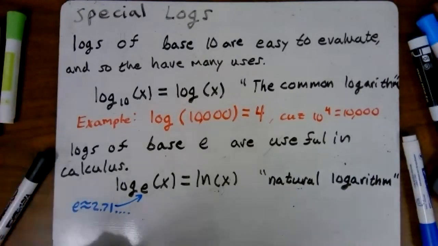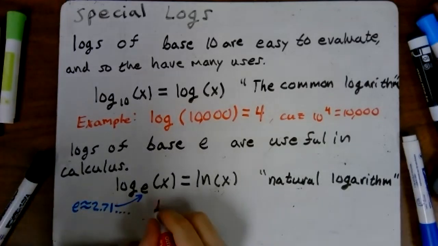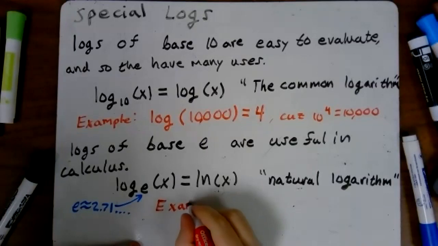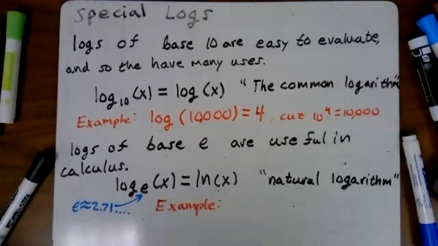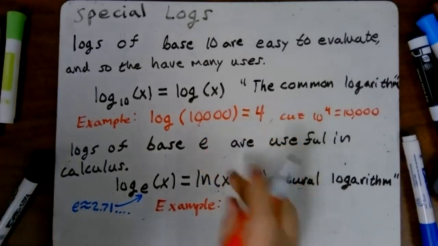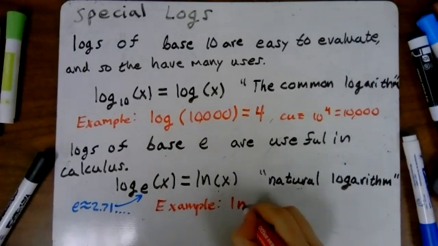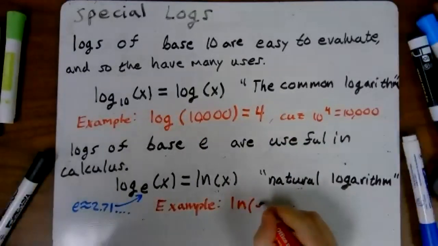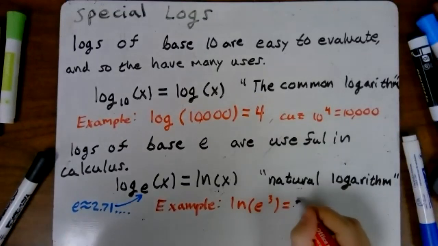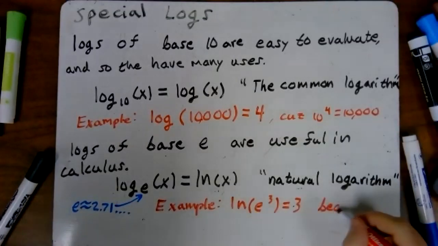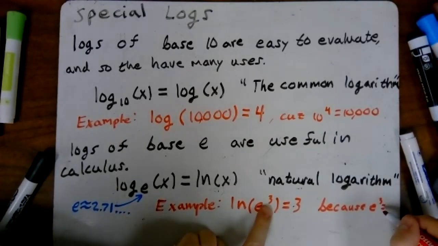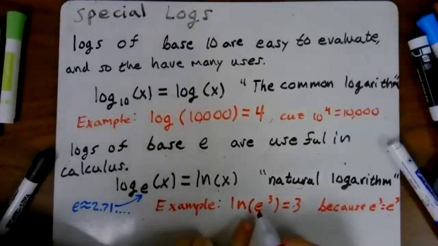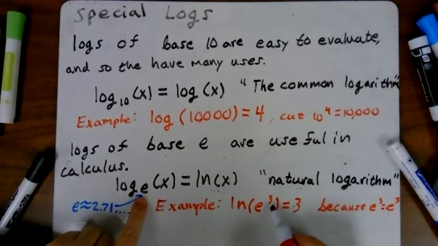So let's try an example of working with a natural log. The natural log of, let's say, e to the third power is 3. Because e to the third power equals e to the third power. The exponent we would give e to get e to the third is 3.